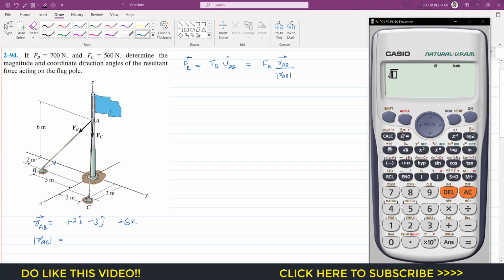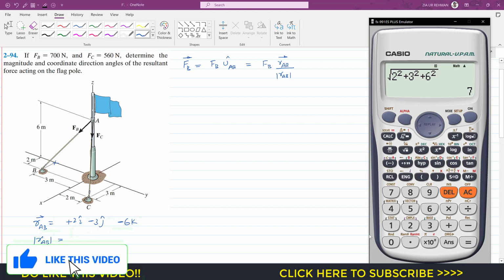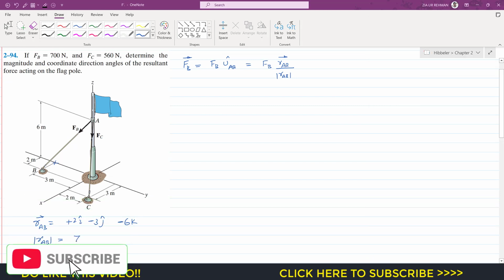So AB magnitude is 2 squared plus 3 squared plus 6 squared, and then we take the square root, which gives us the magnitude of the AB position vector. It comes out to be 7 meters. The units of this are in meters. Now I can put those values in here. FB magnitude is given, which is 700 Newton.